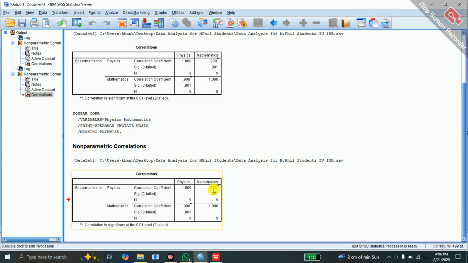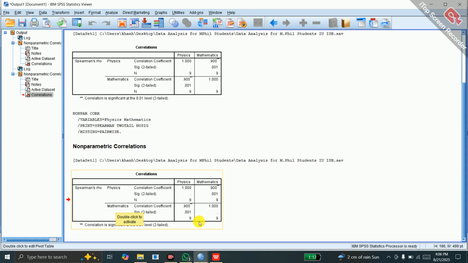So this is 0.90 and its associated p value is 0.001. So this is a very strong and high correlation, Spearman's rank correlation coefficient between maths and physics. The same is here also. So here this is a Spearman's rank correlation coefficient between mathematics and physics, and both of them are the same. So this is highly significant.